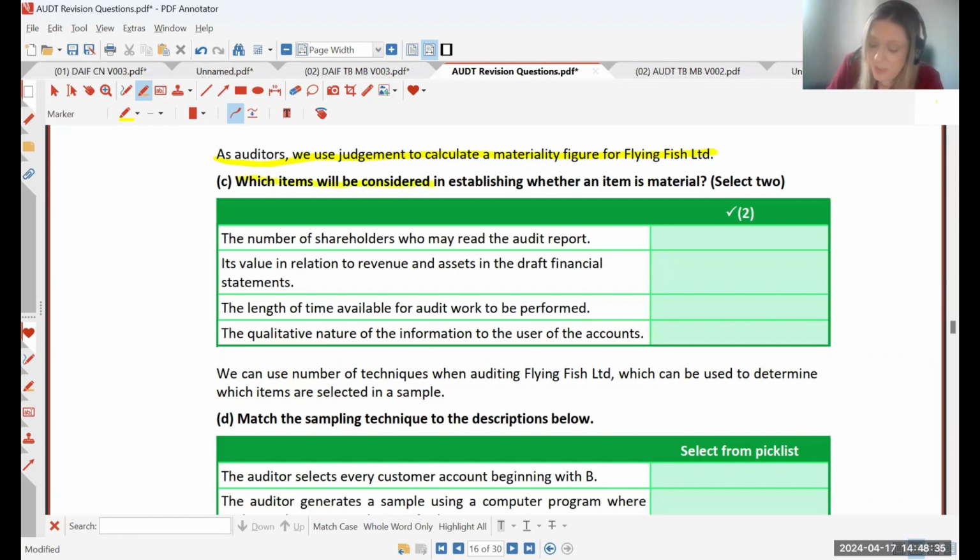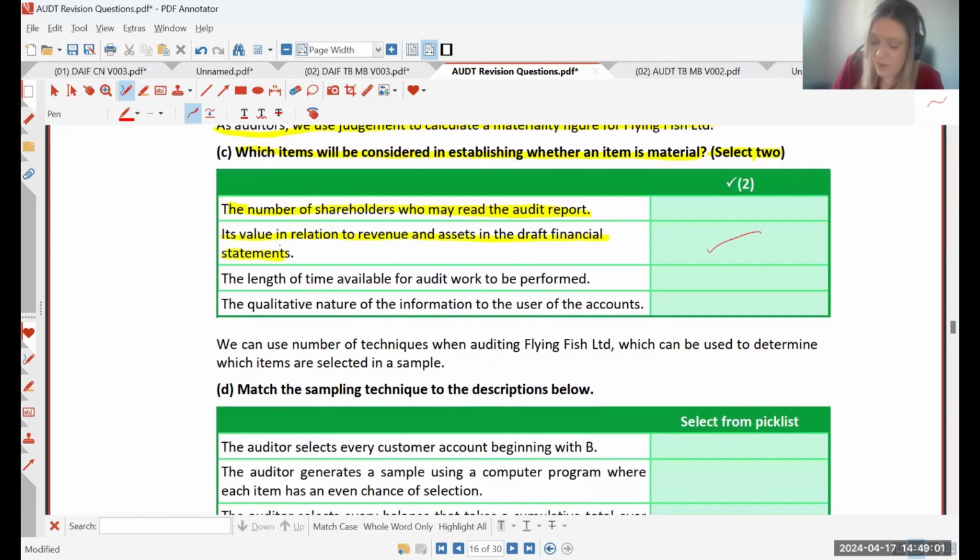So which items will be considered in establishing whether an item is material? And we are asked to select two. So the number of shareholders who may read the audit report. Well, I really hope that you don't think that that's an answer. Its value in relation to revenue and assets in the draft financial statements. Of course, that is our materiality to a T, isn't it? Value in relation to revenue and assets. Next, we've got the length of time available for audit work to be performed. Yet these things are not materiality.